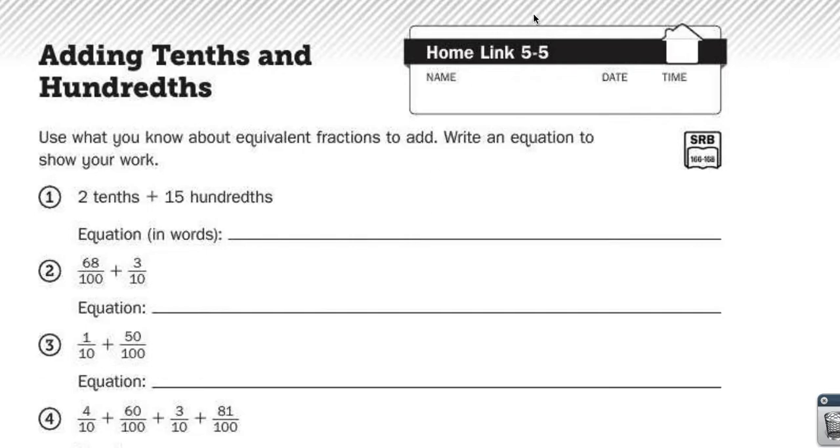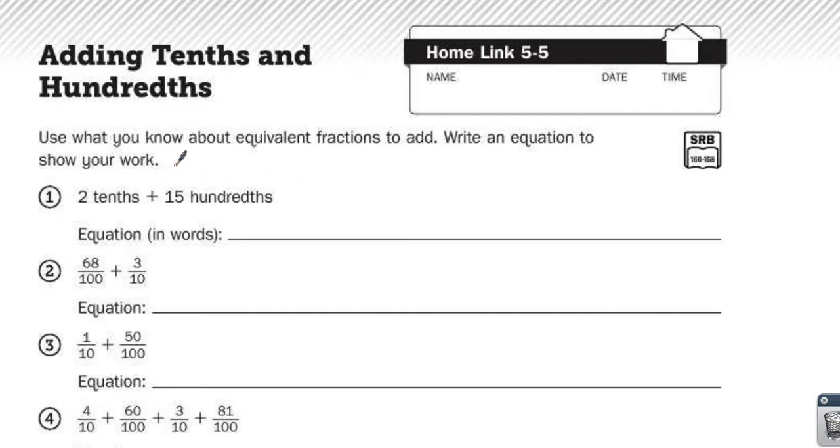For Home Link 5, we're adding tenths and hundredths. The directions say use what you know about equivalent fractions to add. Write an equation to show your work. So here we're adding tenths and hundredths, but we talked about today how we can change those fractions that are tenths into equivalent fractions that are hundredths so that we can add, because we can only add fractions with like denominators.